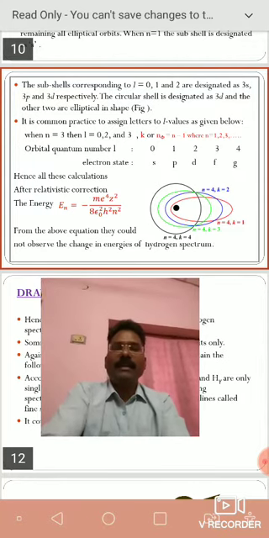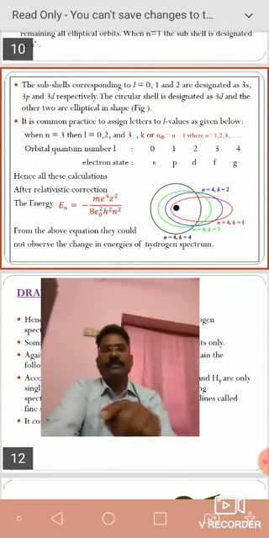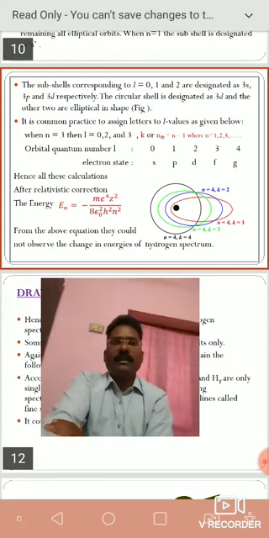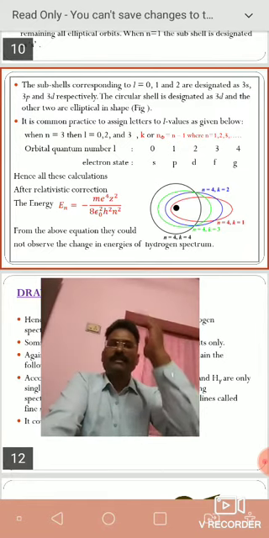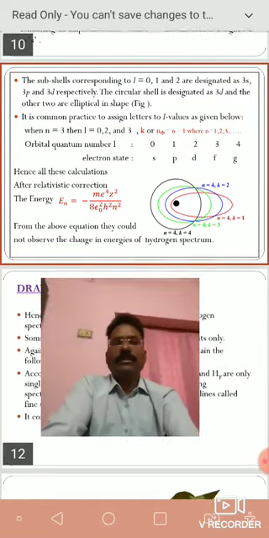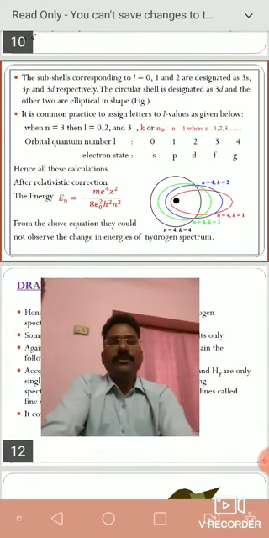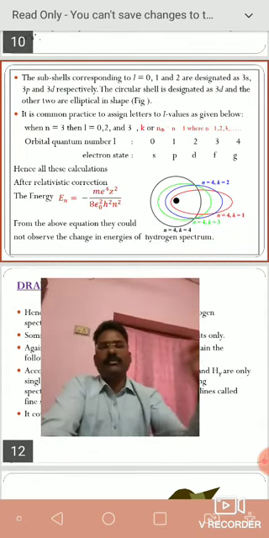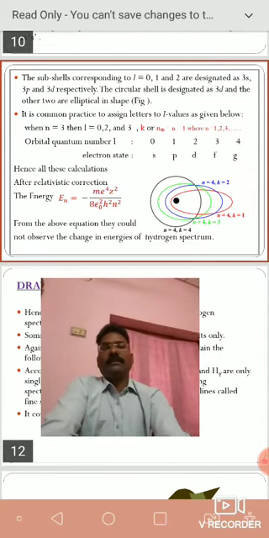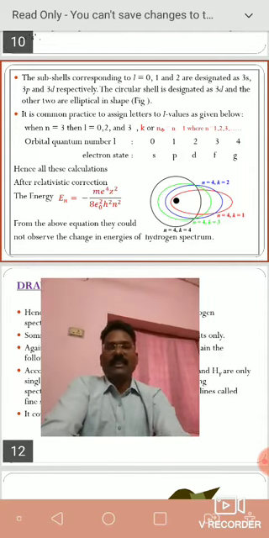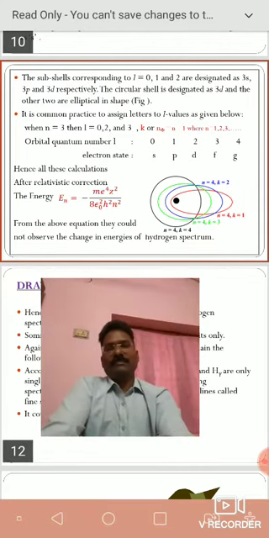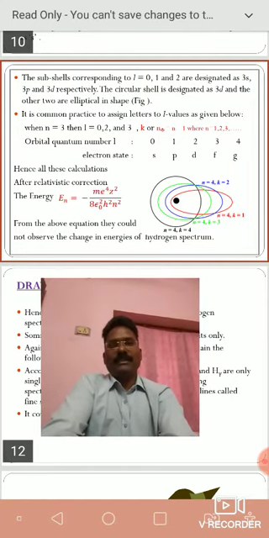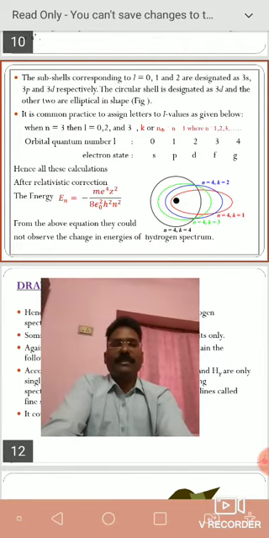Orbital quantum number L and electron state. Suppose n is equal to 3, L equal to 0, 1, 2; n is equal to 4, L is equal to 0, 1, 2, 3; n is equal to 5, L is equal to 0, 1, 2, 3, 4 and so on. Therefore, the corresponding subcells represent the state. How can we represent it? Orbital quantum number L is equal to 0, S subcell; L is equal to 1, P subcell; L is equal to 2, D subcell; L is equal to 3, F subcell and so on.